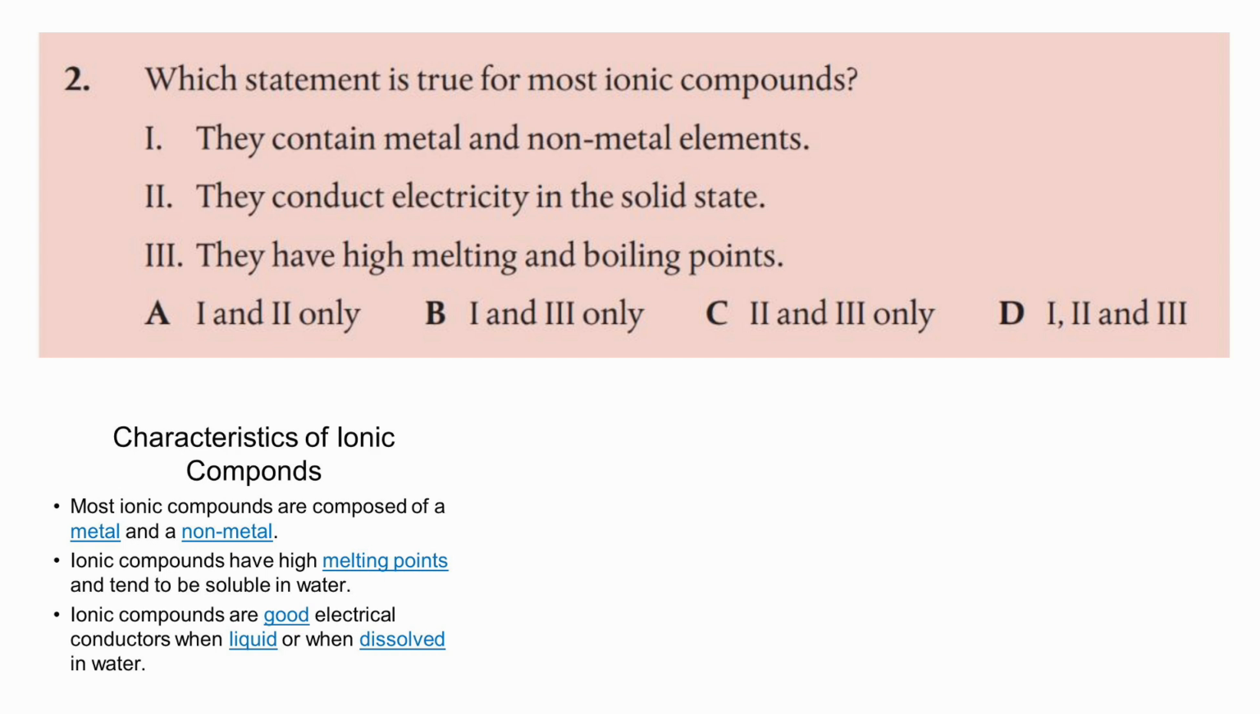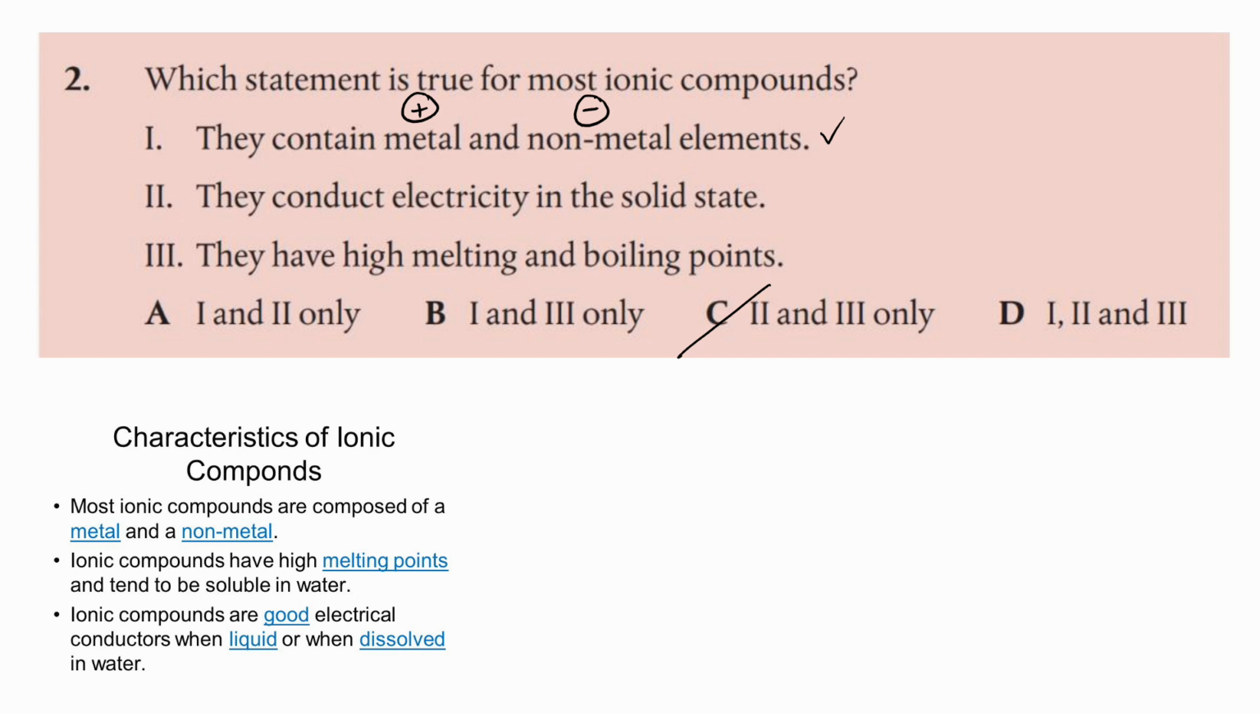Okay, number 2, which statement is true for most ionic compounds? The first one says they contain metal and non-metal elements. That is 100% a correct statement. When you have an ionic compound, there is an electrostatic attraction between a positive ion and a negative ion. Metals are going to lose electrons, so metals are going to have a positive charge, while your nonmetals are going to gain the electrons, so those have your negative charge. So this would be a true statement, so you could go ahead and cancel out C as your option.